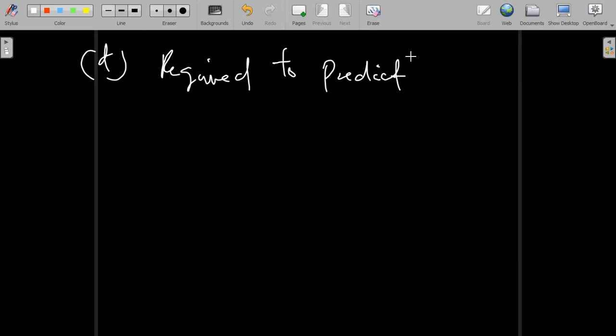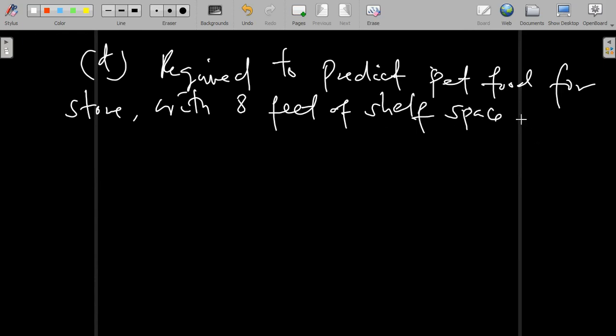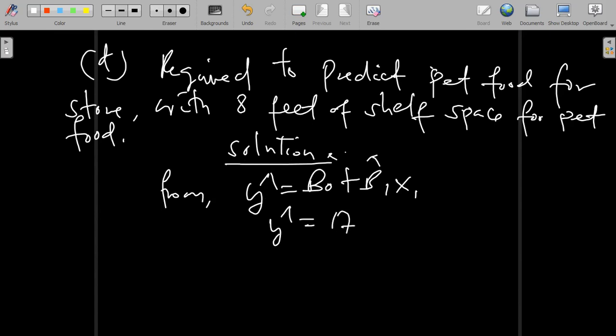You're required to predict the values of y, how y will be if the shelf space is 8 feet. So we are required to predict for food stores with 8 feet of shelf space per food. How do we predict the sales? We need to use our regression model. We plug in x, the independent variable that causes the changes in the dependent variable. So the solution: y estimated is equal to beta naught plus beta 1 estimated times x1.